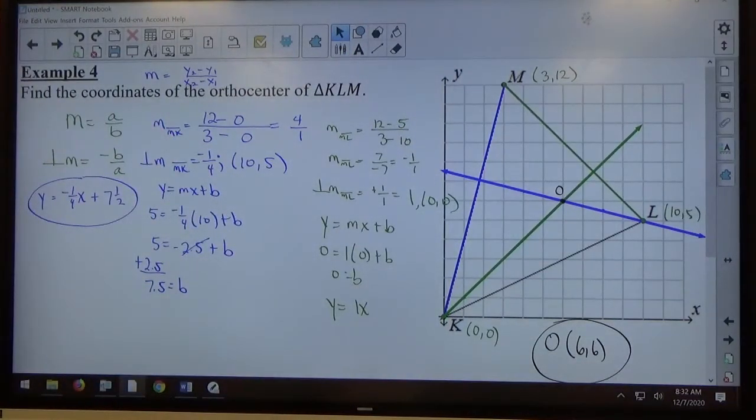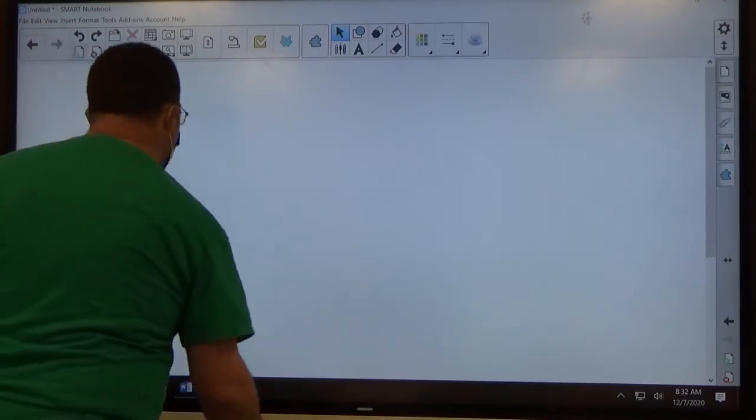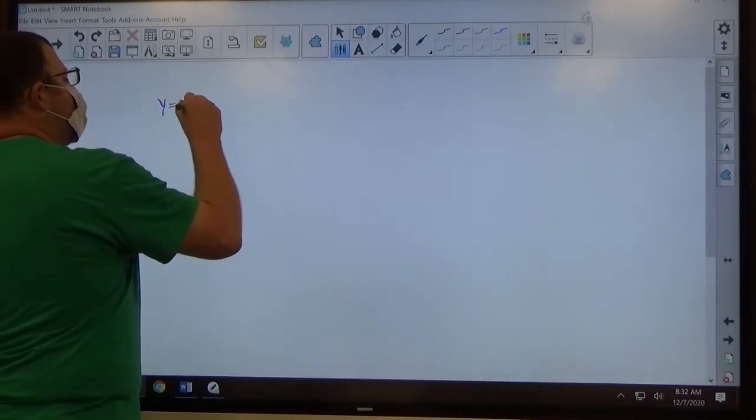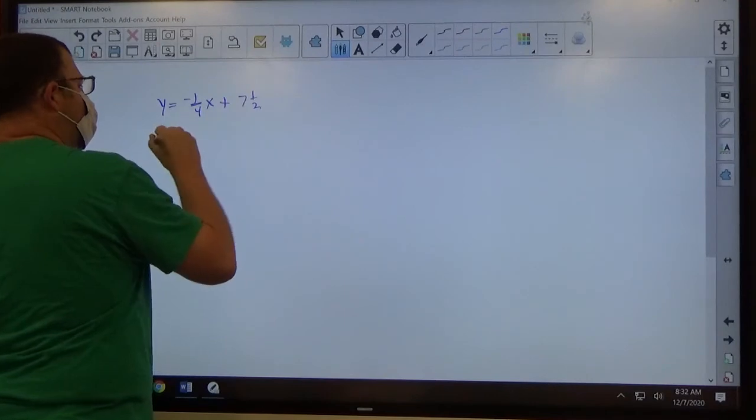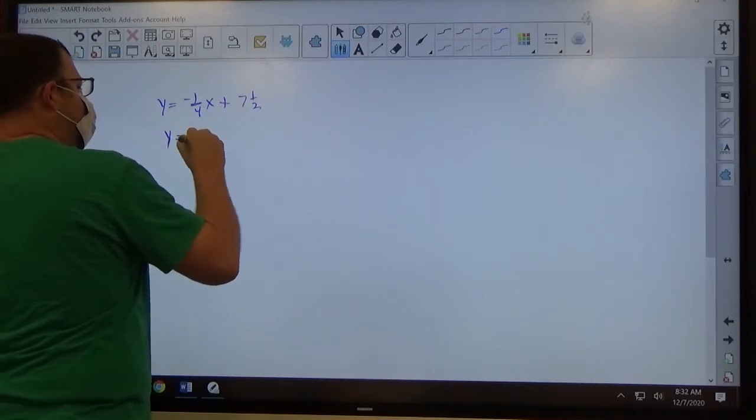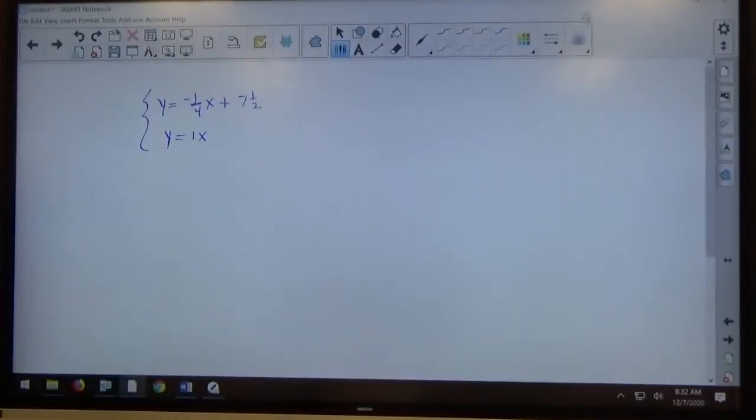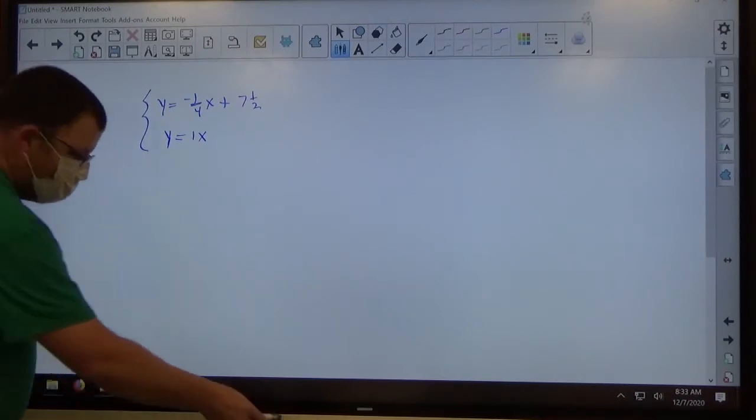I think to avoid the whole system of equations thing, if I make a problem up, I'll probably make it come out to a nice integer answer. If it didn't happen that way, let me real quick go to a new page here. Y equals -1/4 x plus 7.5. Y equals 1x. The algebraic way of finding the intersection of those two lines is either substitution or elimination.